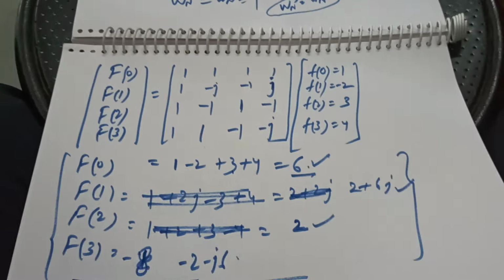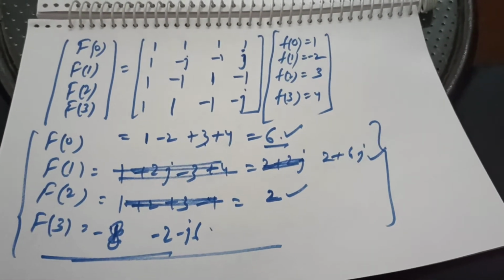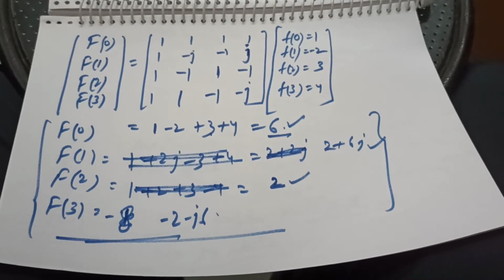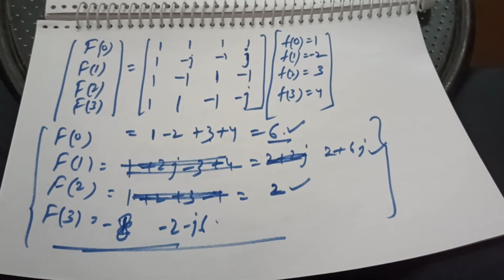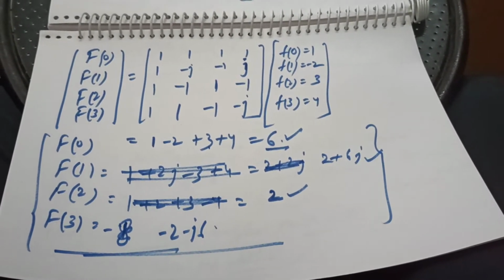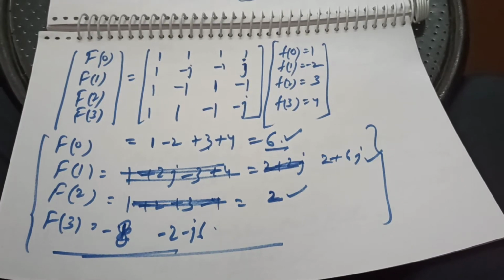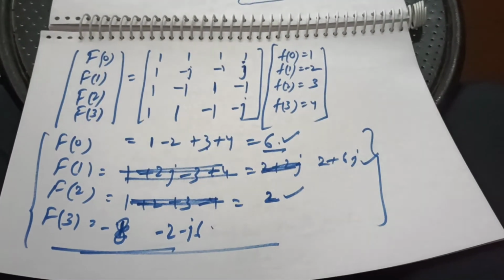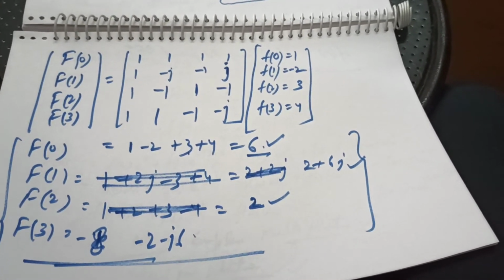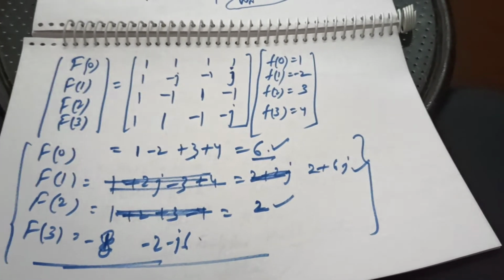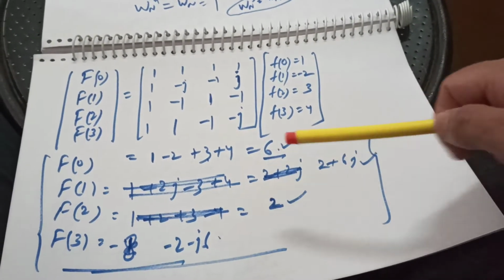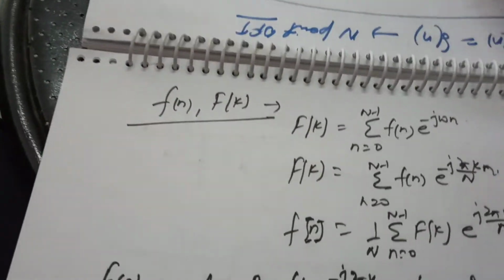Now, when f0, f1, f2 and f3 are given, that is 1, 2, 3, 4, 1, minus 2, 3 and 4, the values of the vectors are kept, the elements of the matrix are kept, and the subsequent matrix multiplication will give us the values of F0, F1, F2, F3. The values are coming out to be 6, 2 plus 6j, minus 2 minus 6j and 2.